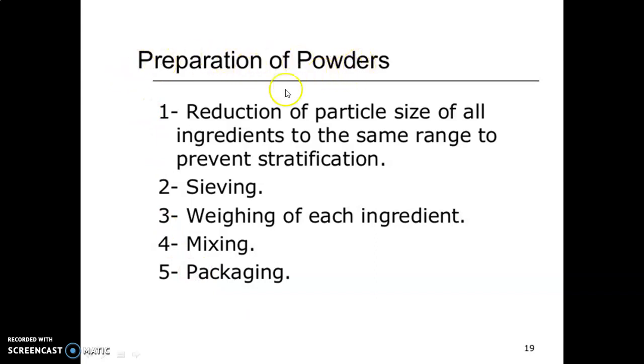Preparation of powders: it involves a total of 5 steps which are as follows. First, reduction of particle size of all ingredients to the same range to prevent stratification. Second step, sieving. Third step, weighing of each ingredient. Fourth step, mixing. And last, fifth one, packaging.